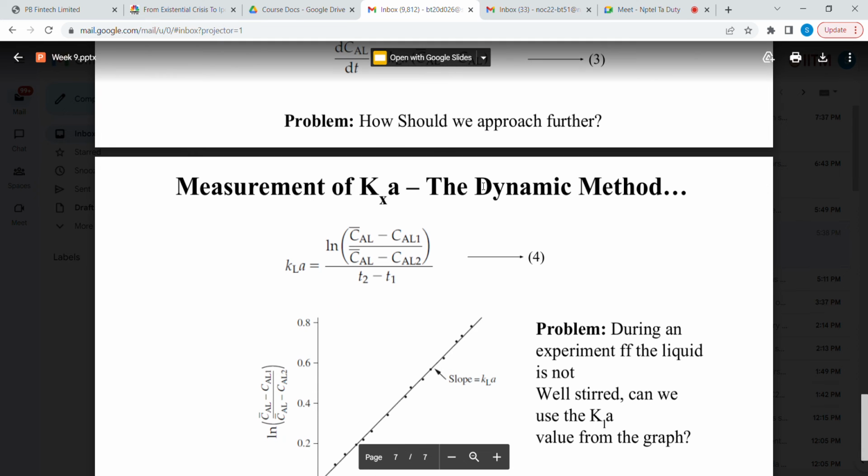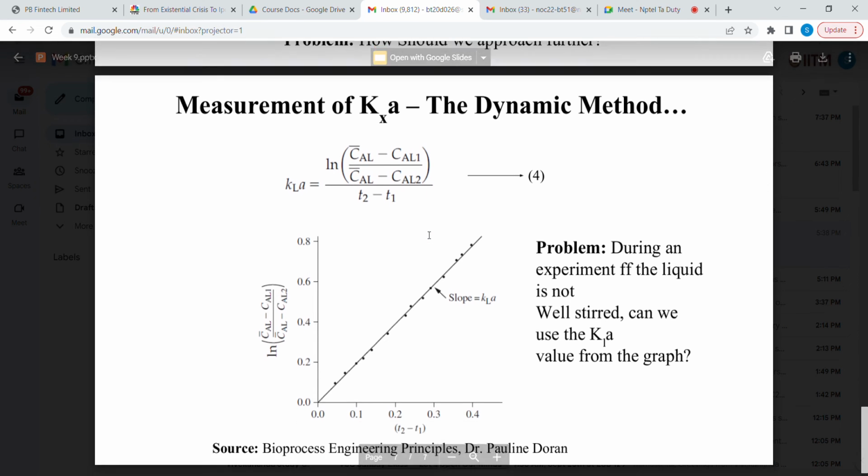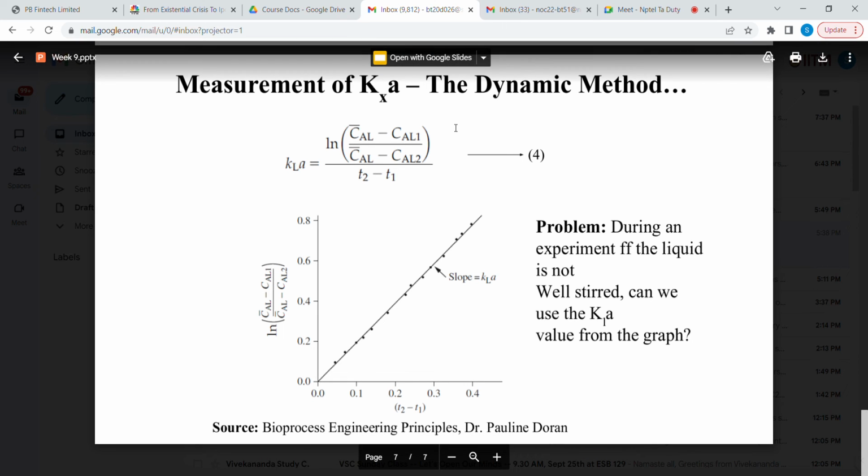So when you integrate, you get this, and then if you plot ln of (CAL dash minus CAL), CAL1 and CAL2 are two arbitrary time points, or think about it as the time intervals during which you measure the dissolved oxygen concentration. That's all you will measure. And there is something I need to tell you about how to measure dissolved oxygen. What is the principle by which dissolved oxygen is measured? I'm not going to tell that in detail. I want to give you a glimpse, and interested people can go Google it.